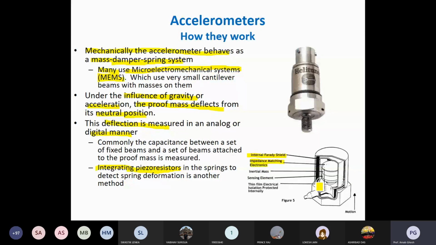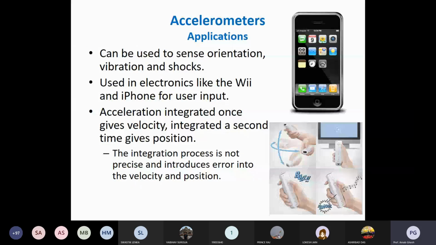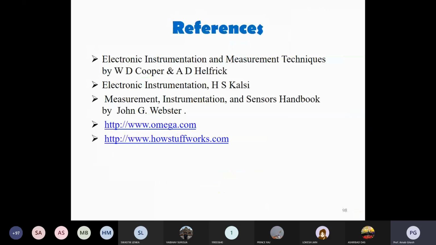Now, accelerometer applications: a gyrometer is in your smartphone, and it is also used there. It can be used to sense orientation, vibrations and shocks. In electronics like the iPhone, an accelerometer integrated once gives velocity, and integrated a second time gives position. The integration process is not precise and introduces error into the velocity and position. You can measure this using your mobile phone, because that sensor is already integrated into it.